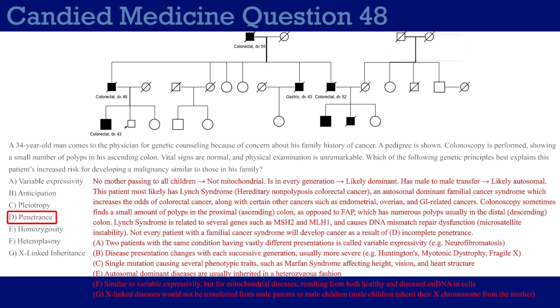Choice E, homozygosity. I mean, this is an autosomal dominant disease, as we said. So that would be a heterozygous inheritance, right? You would only need one gene from a parent to have the condition. Autosomal dominant conditions are very rarely homozygous. Usually, if you get homozygous genes for autosomal dominant mutations, that's actually fatal in a lot of conditions.